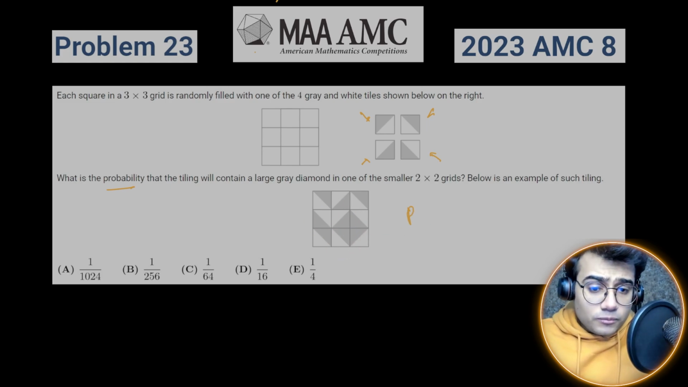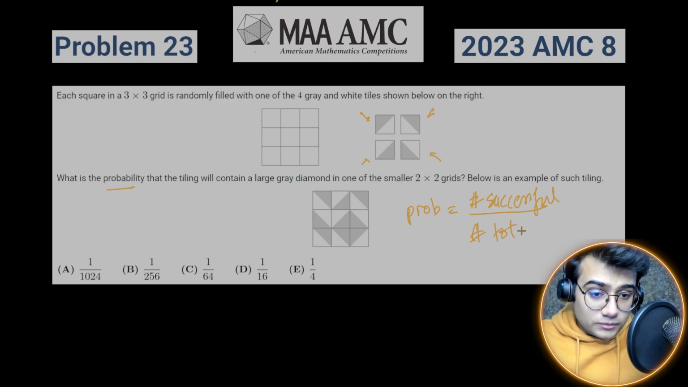So since this is a probability problem, we will use the probability formula. By the way, every probability problem can be solved with this formula. So whenever you have a probability problem, just write down the formula for probability, which is the number of successful possibilities over the number of total possibilities.